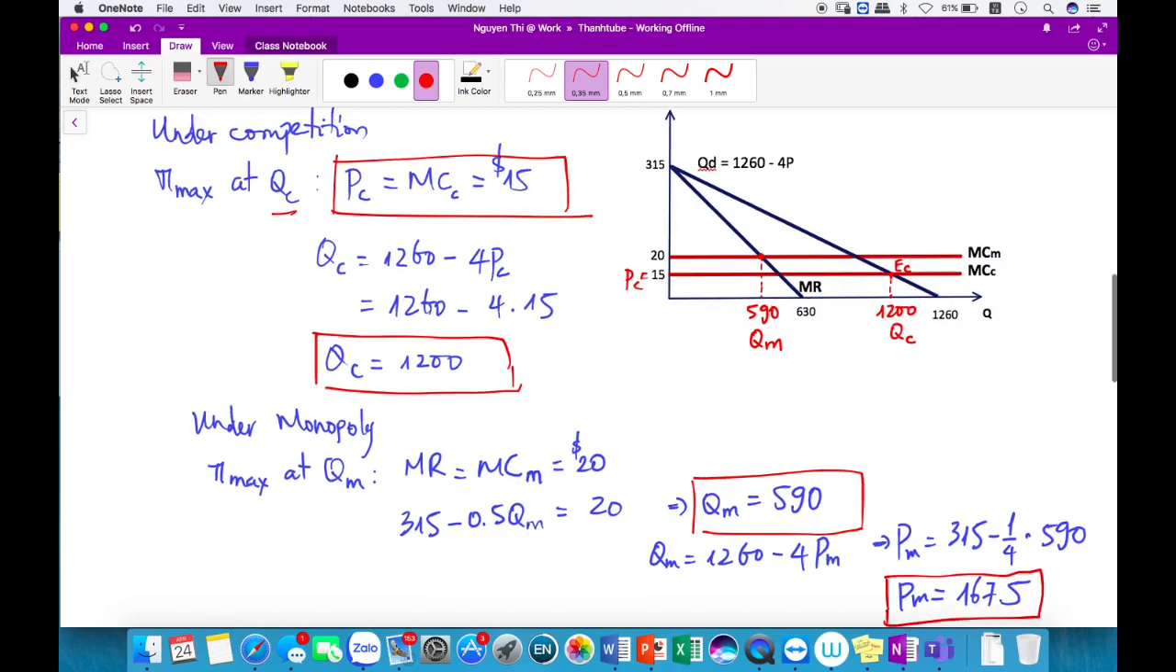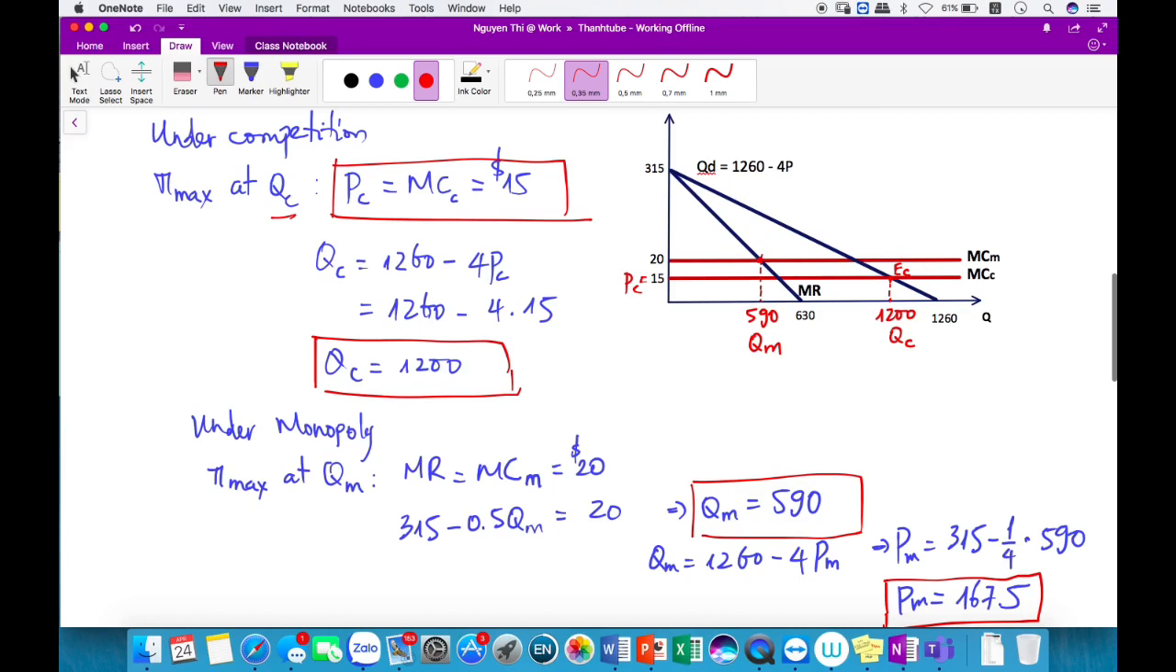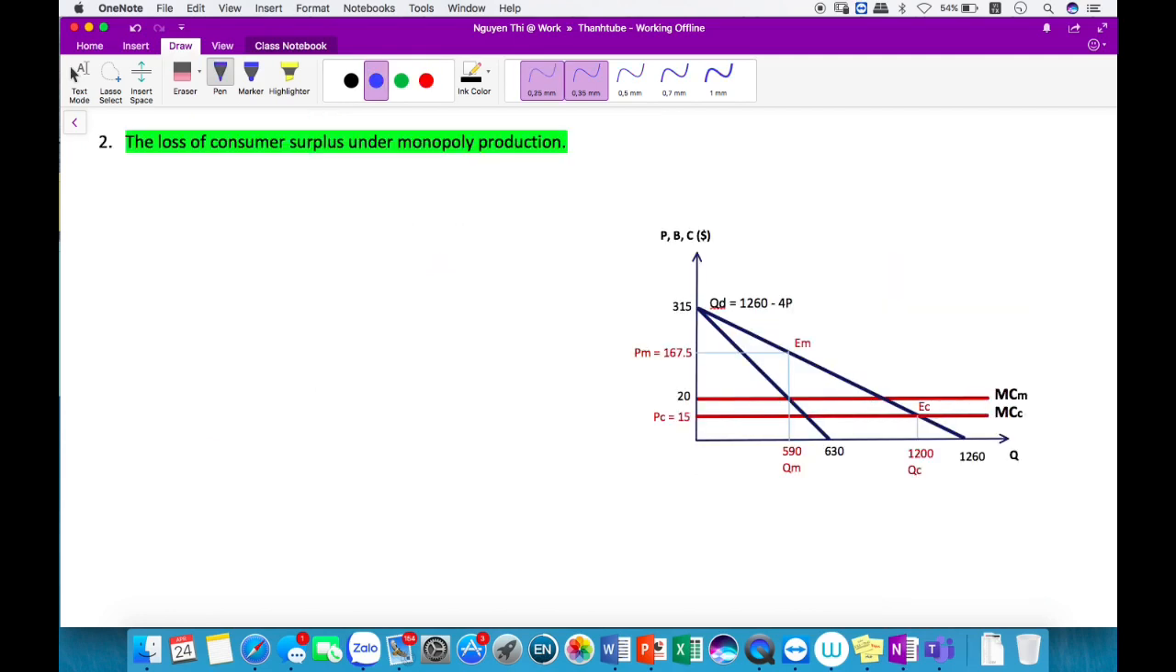Right, so this is the price under monopoly. In the graph, just line up from the intersection point up to the demand curve, and corresponding to that, you have the price under monopoly, which is equal to 167.5. Okay, and this intersection point we call EM, the equilibrium under monopoly. Alright. Next, let's discuss our final question.